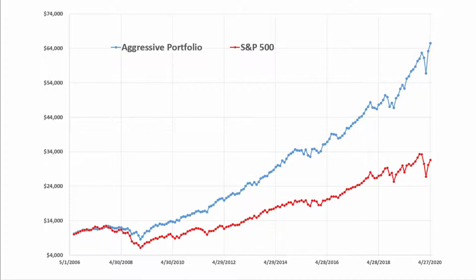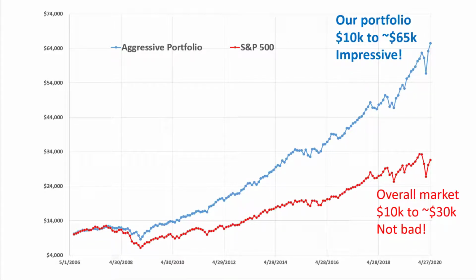In terms of dollar amounts, the aggressive portfolio outperformed the overall market by more than 200% in the past 15 years. For $10,000 invested in the overall market, it has grown to $30,000, not that bad. However, our aggressive portfolio has grown more than six-fold, to almost $65,000. Truly impressive. Again, this portfolio is our real portfolio, and we adjusted it monthly. The returns included dividend reinvestment. We will update it and discuss more details in our future videos.